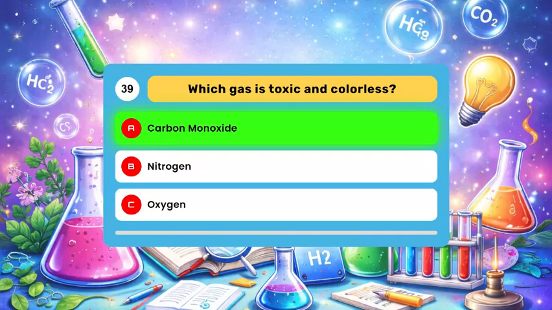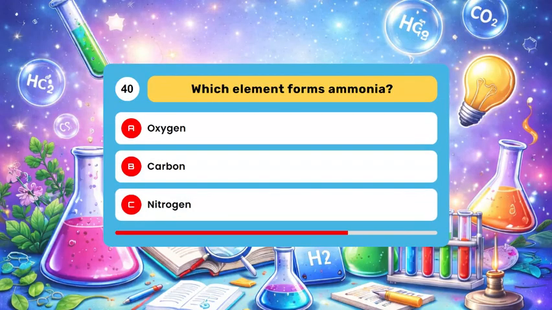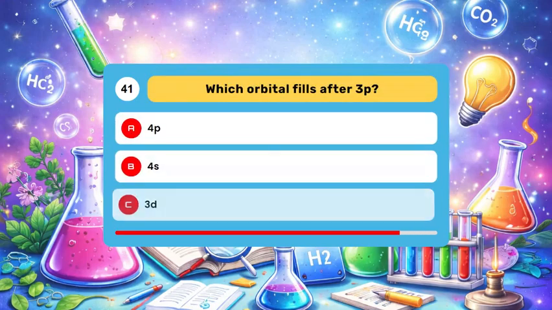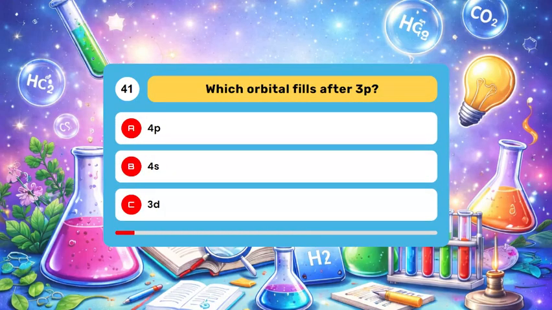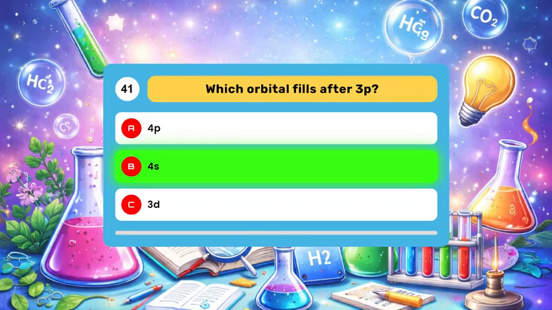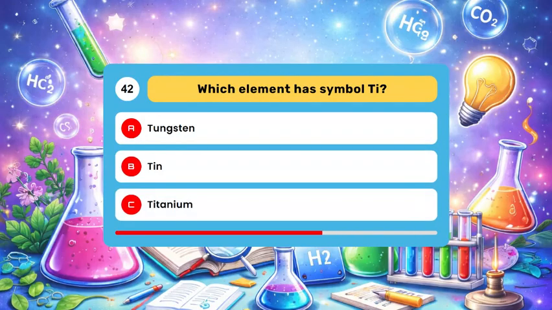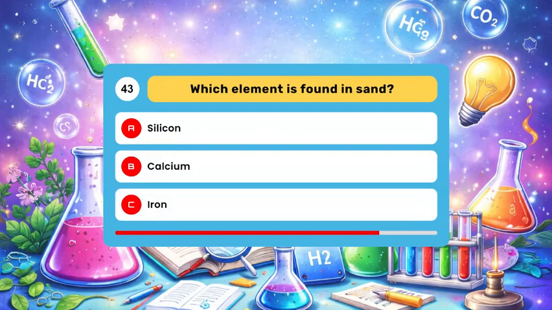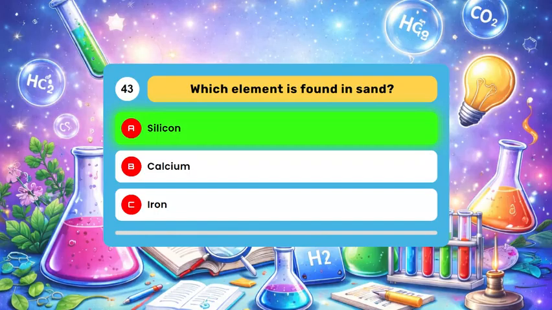Carbon monoxide. Which element forms ammonia? Nitrogen. Which orbital fills after 3p? Pores. Which element has symbol Ti? Titanium. Which element is found in sand? Silicon.